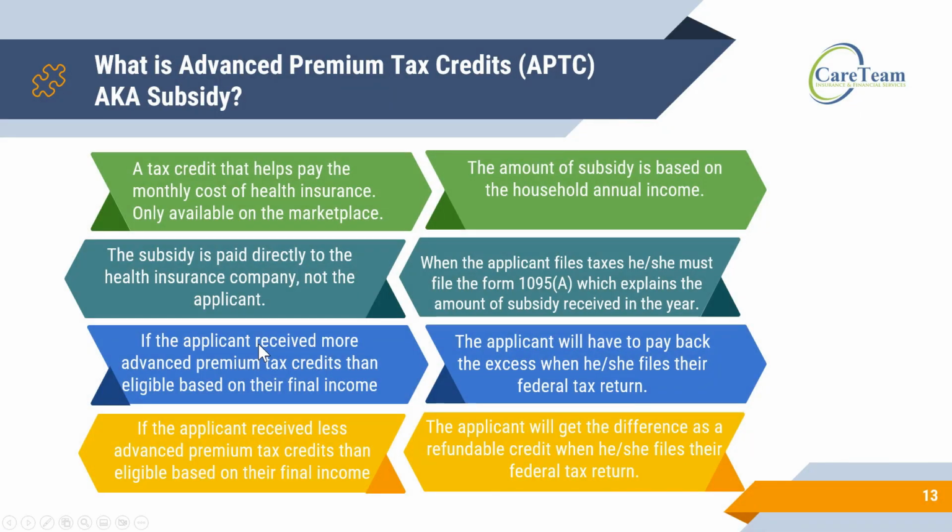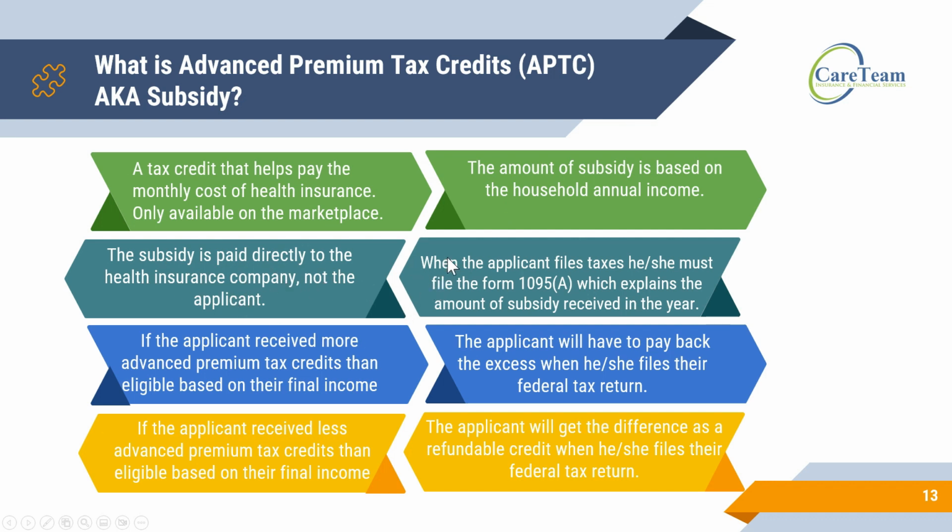So what is advanced premium tax credit, aka the subsidy? It is a tax credit that helps pay the monthly cost of health insurance, and it's only available on the marketplace, on exchange. If you go off exchange, there is no subsidy available. The amount of subsidy is based on the household annual income. The subsidy is paid directly to the health insurance company. It's not paid to the applicant.